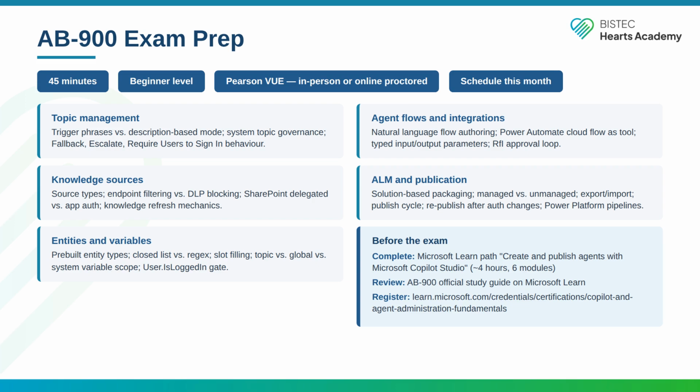To prepare, complete the Microsoft Learn path, Create and publish agents with Microsoft Copilot Studio, approximately 4 hours across 6 modules, and the canonical exam preparation resource. Review the AB 900 official study guide on Microsoft Learn. Register at the certification page at learn.microsoft.com.